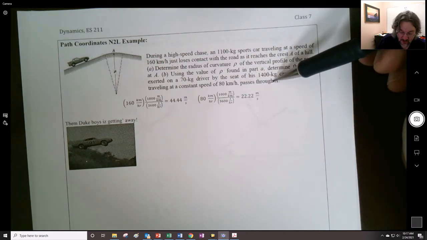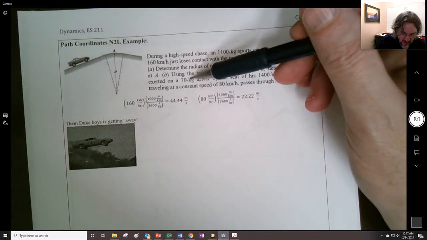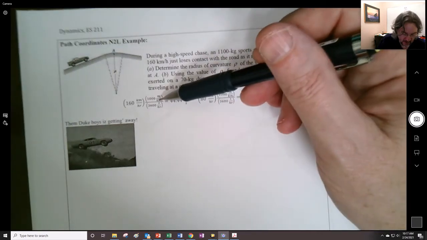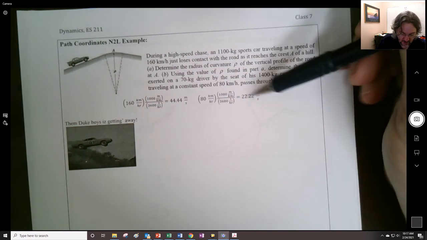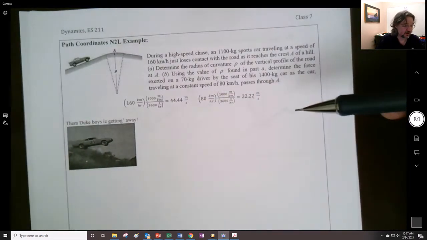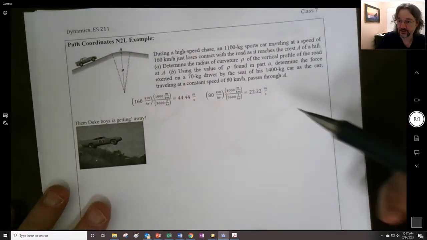So there are two separate cars. One of them is going to be a bigger car. It's going to have a 70 kilogram driver in it. Okay, and so we convert this into meters per second in both cases. And if you haven't seen the Dukes of Hazzard, you don't think this is funny at all.